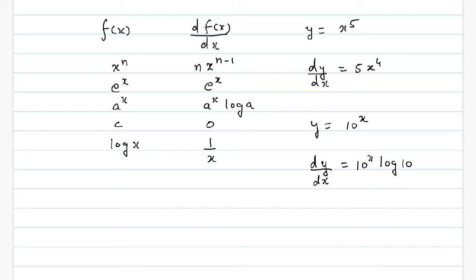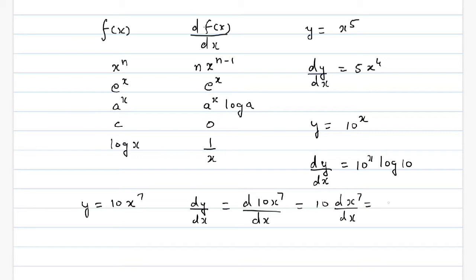Now whenever a constant is multiplied to our function, let's say if I had y equals 10 times x raised to 7, what we can do is take our constant outside the differentiation. So my dy by dx is going to be the differentiation of 10 x raised to 7 dx. I can write this as 10 times d of x raised to 7 by dx. That will give me 10 into 7 x raised to 6, so that is 70 x raised to 6.